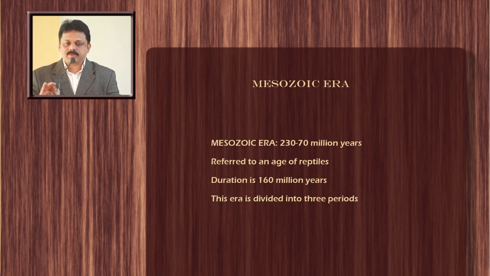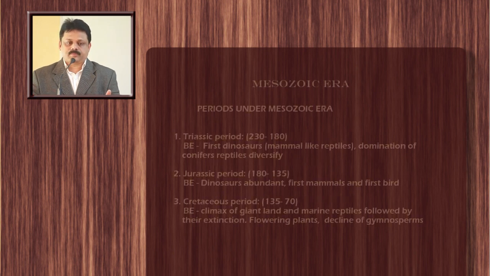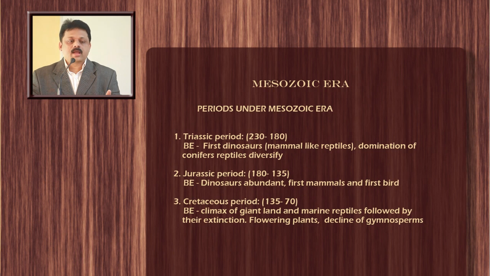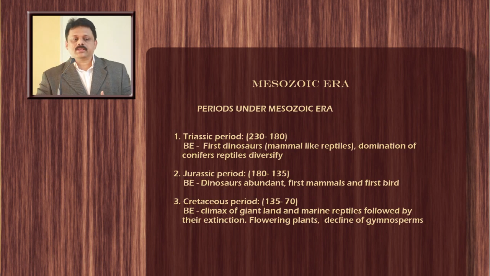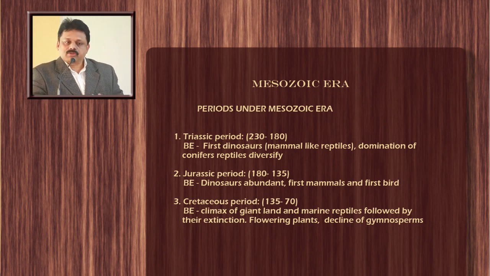The age of reptiles, the Mesozoic era, is further divided into three periods. The first one is called the Triassic period, and the Triassic period is from 230 to 180 million years before present. The major biological events that occurred during the Triassic period include that it saw the first dinosaurs, which are the huge mammal-like reptiles.